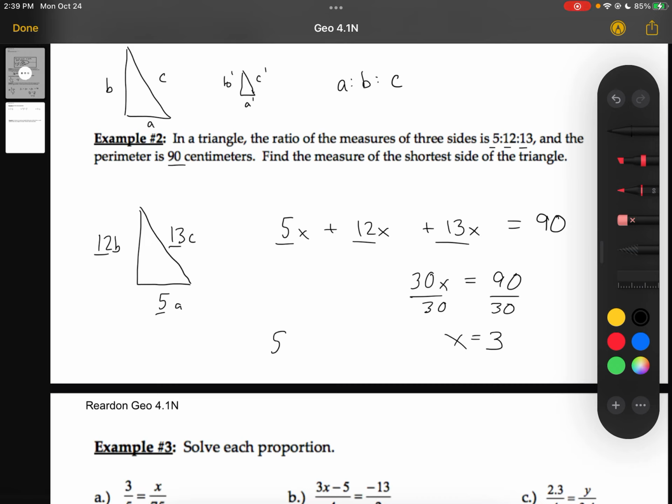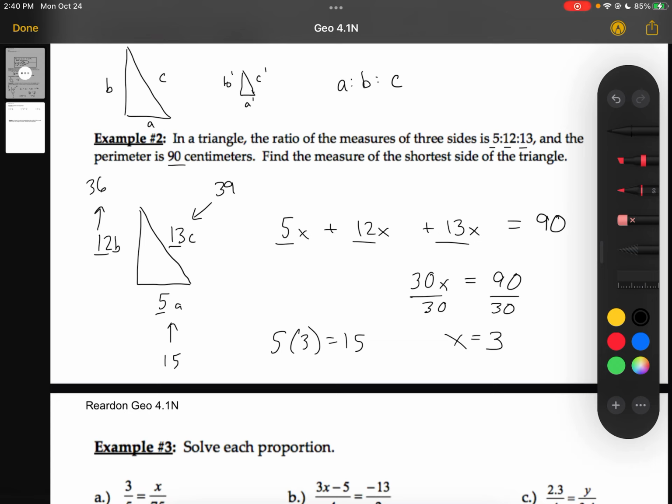So what that tells us is the shortest side of this triangle, we can take that x equals 3 and plug it back in for x, and it tells us that we'll have 15 for side A, 36 for B, and then 39 for C.